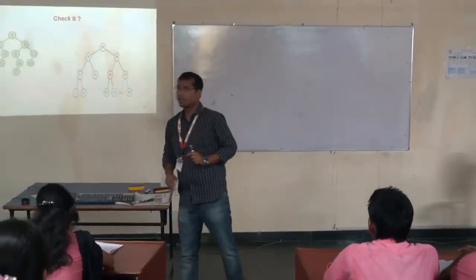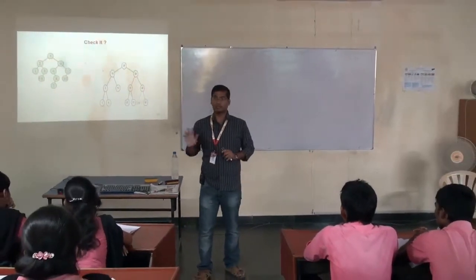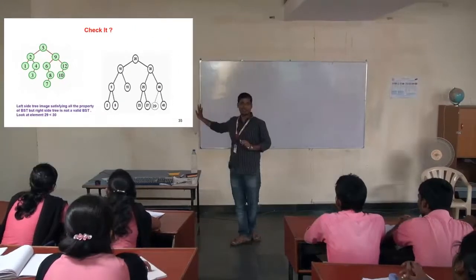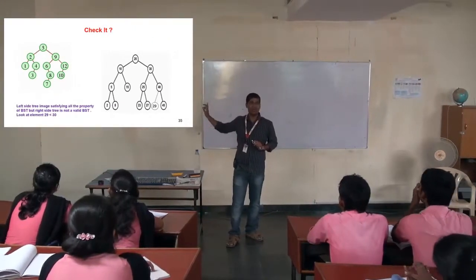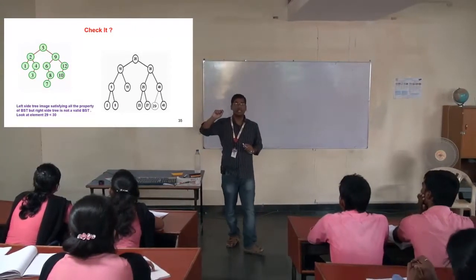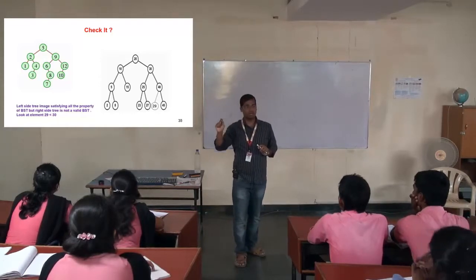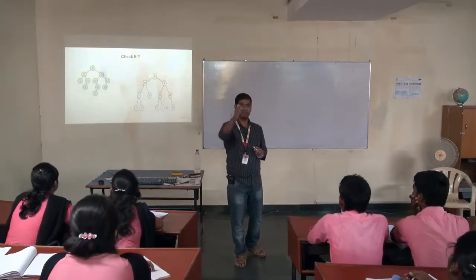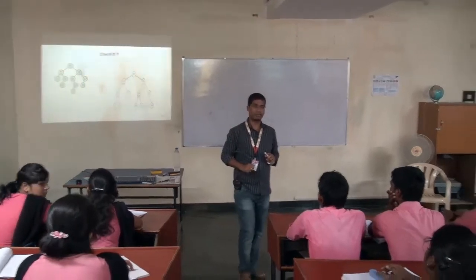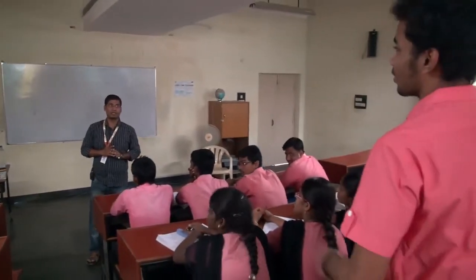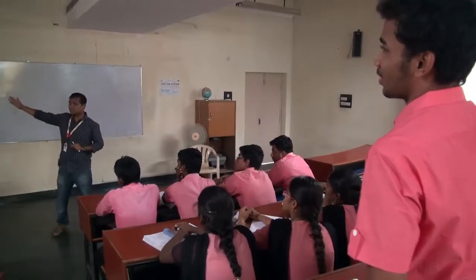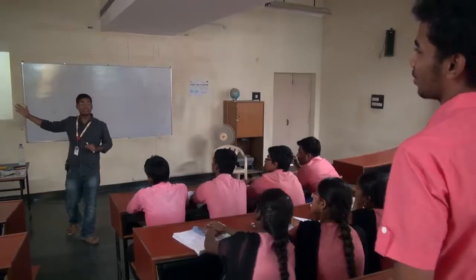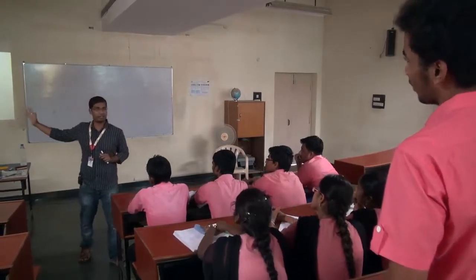Good. The question to you people. There are two images. You have to tell which one is BST, which is not. If BST, justify. If not BST, justify. You, stand up. This image is BST. Why BST? It is a binary tree, first of all, yes.